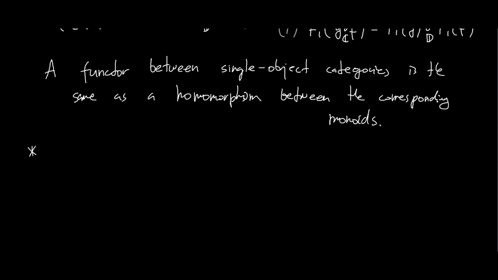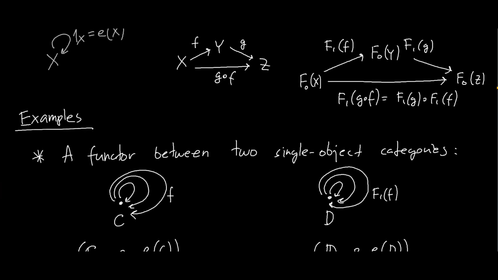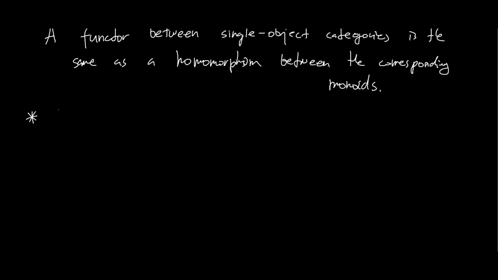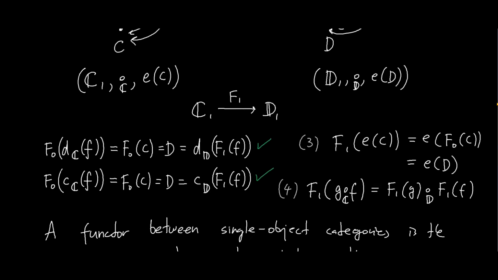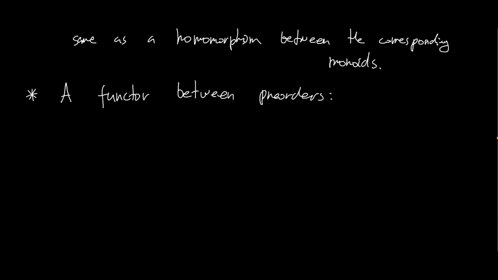Our next example is a functor between preorders. Let me remind you what that is, what a preorder is. A preorder is a category where between every two objects there is always at most one morphism.